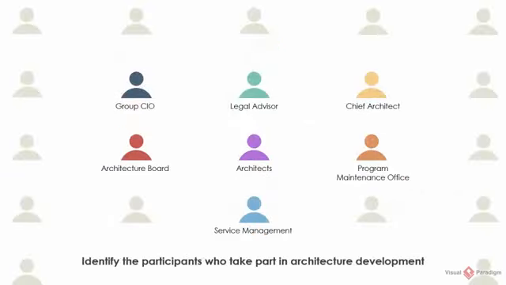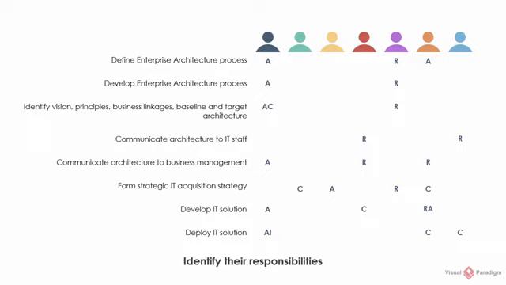Besides identifying the impacted units, you also need to identify the participants who will take part in architecture development. Once these units are identified, identify the key tasks throughout the development of architecture, and state the responsibility of units with respect to the task. Usually we describe all this by means of a RACI chart. There are 4 main responsibilities. Responsible, denoted by the letter R.